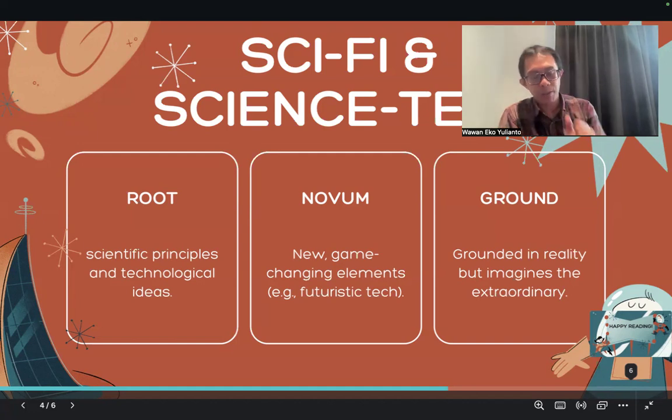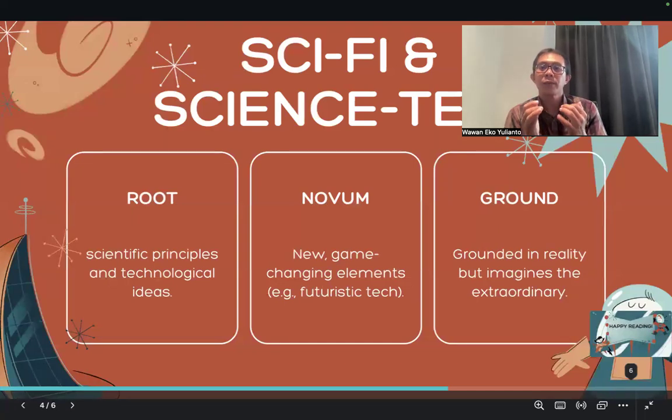Now I'm going to summarize only three elements. So basically, sci-fi movies are rooted in scientific principles and technological ideas, of course. However, they make some changes to those scientific principles. Now, here is the difference between sci-fi and fantasy.